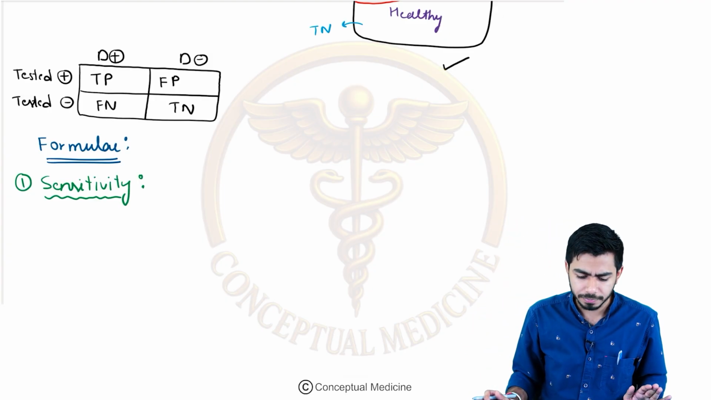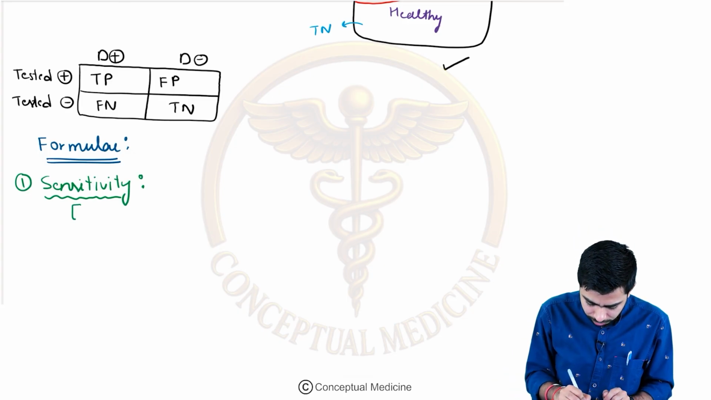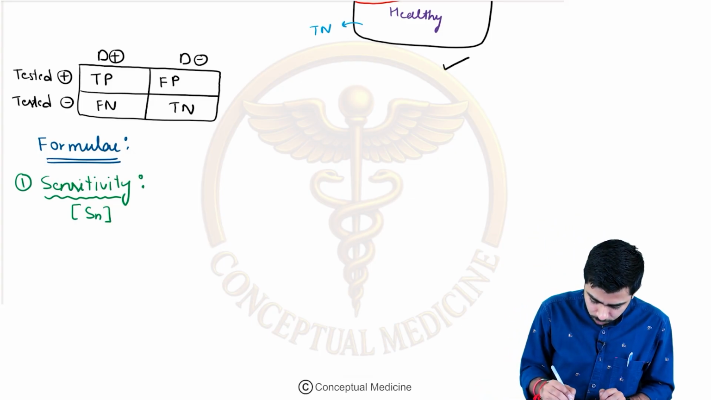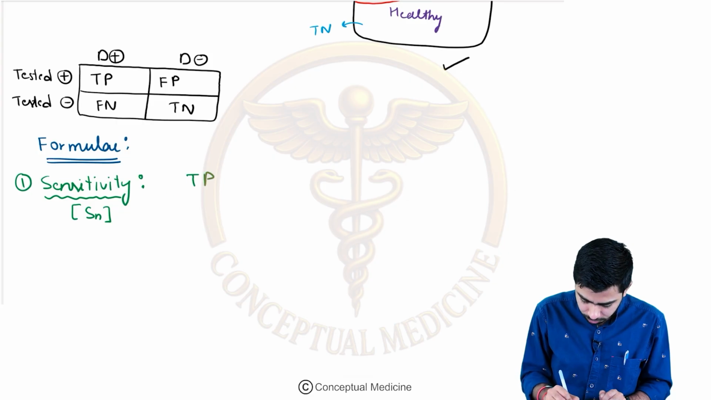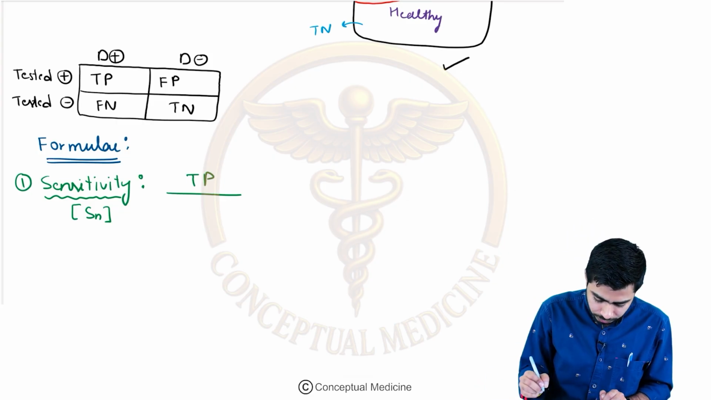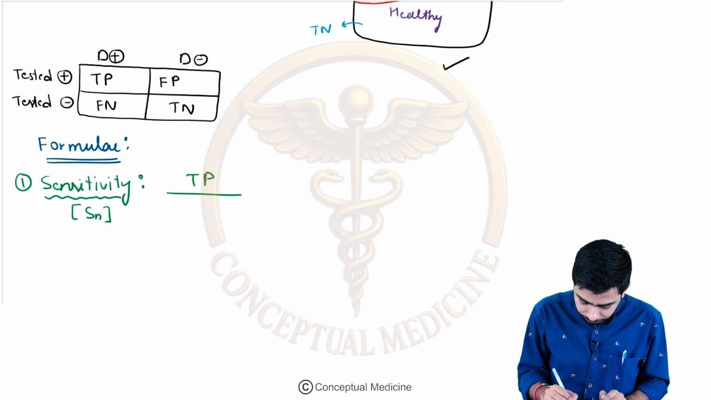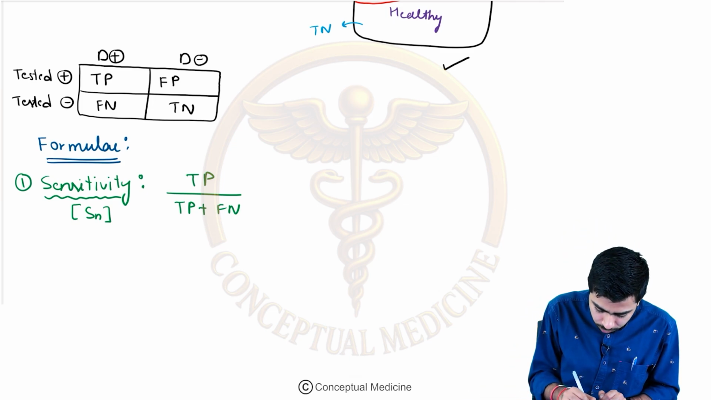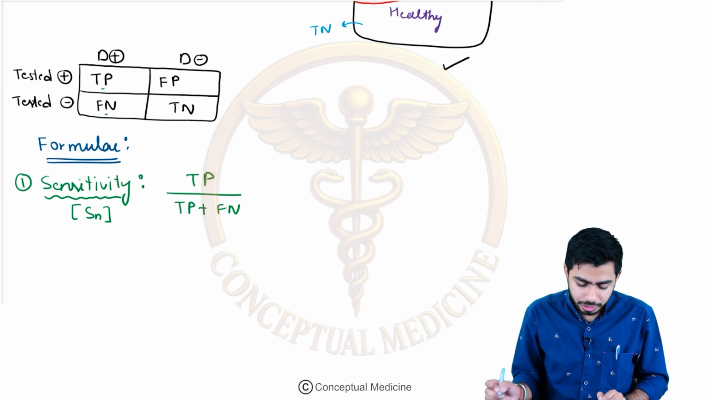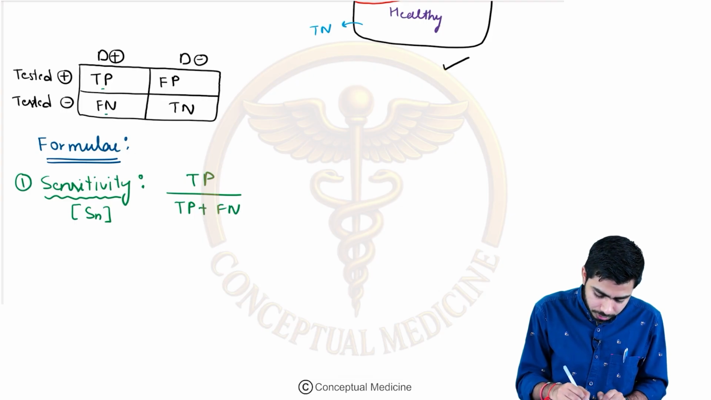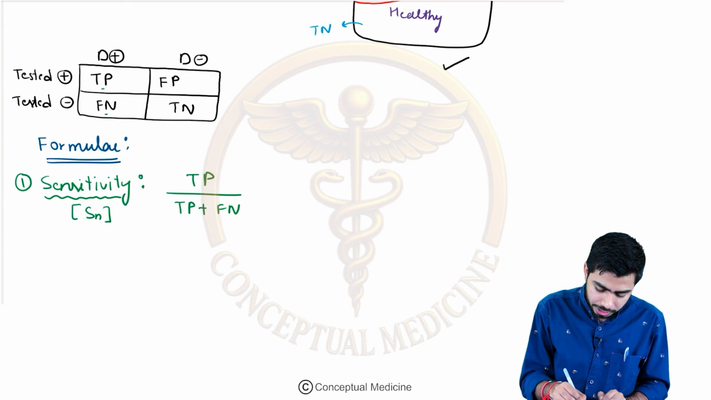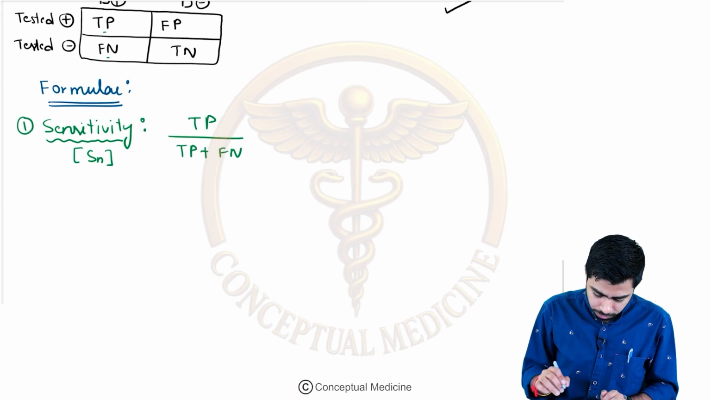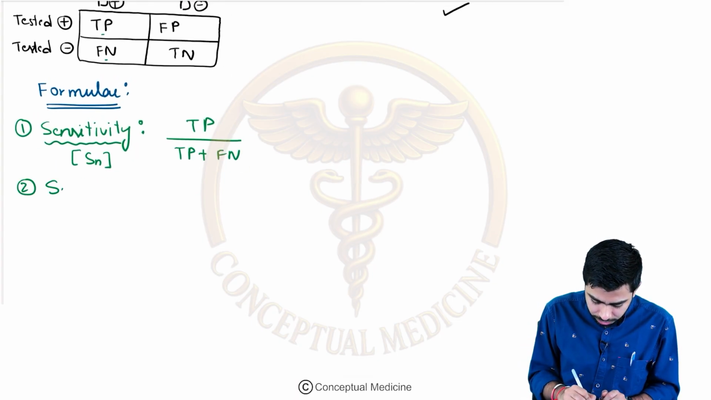So look at the sensitivity formula. Sensitivity, which is also called SN in short, says true positive divided by true positive plus false negative. So here I put true positive, here I put false negative. Did I cross the table? I did not cross this table. Just remember this simple rule.